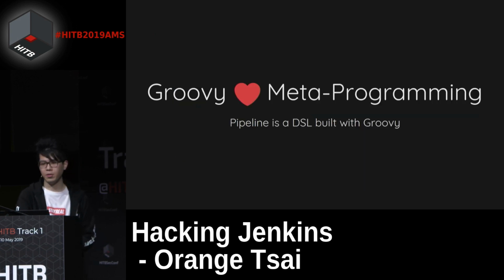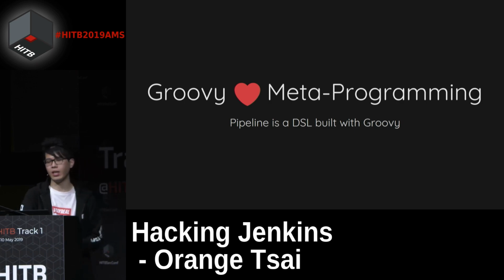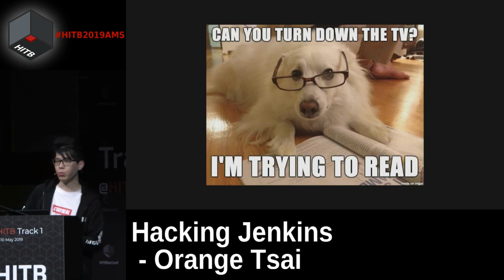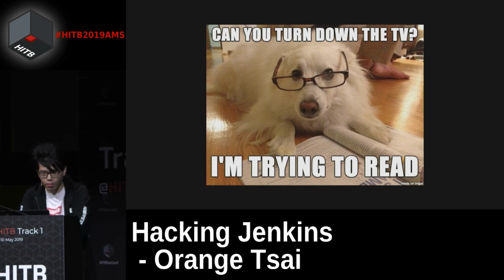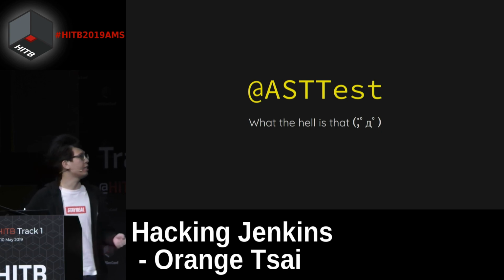Pipeline is a DSL built with Groovy, and Groovy is a meta-programming friendly language. Compiling or parsing is hard work with lots of difficult things and hidden features. So my idea is to find out: is there any side effect we can leverage? So we start to read the Groovy manual to find something interesting, and we find an interesting annotation. Its name is ASTTest.